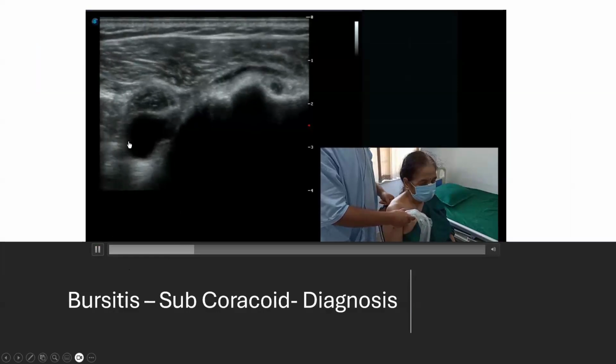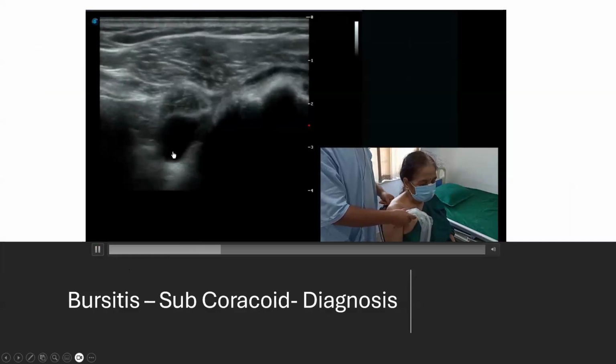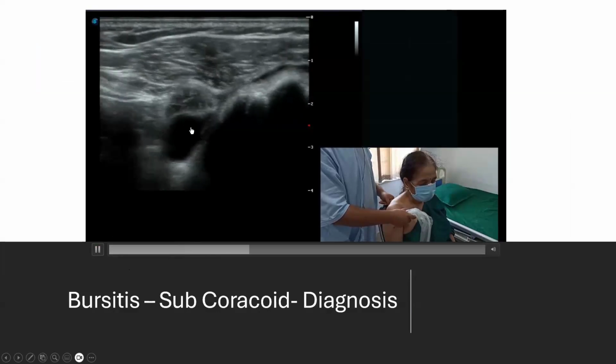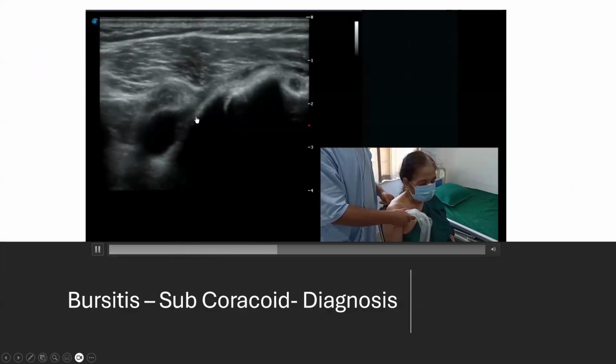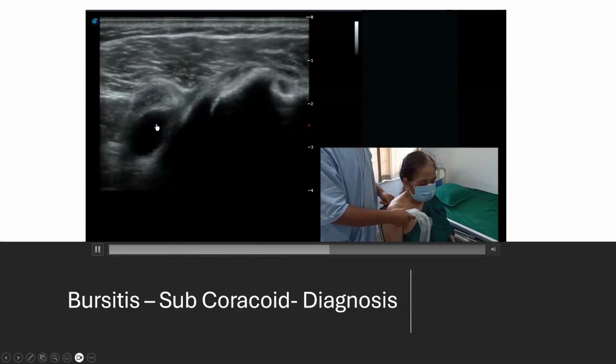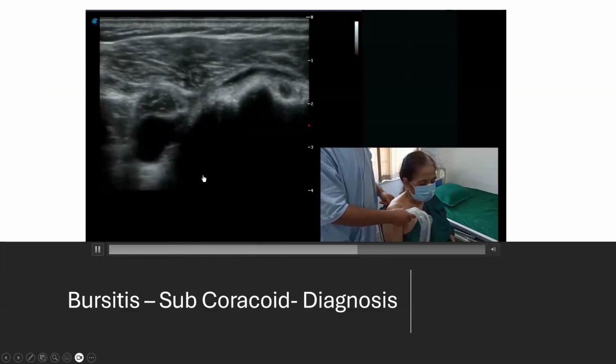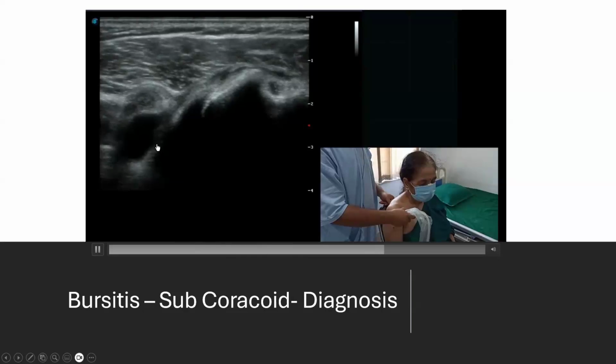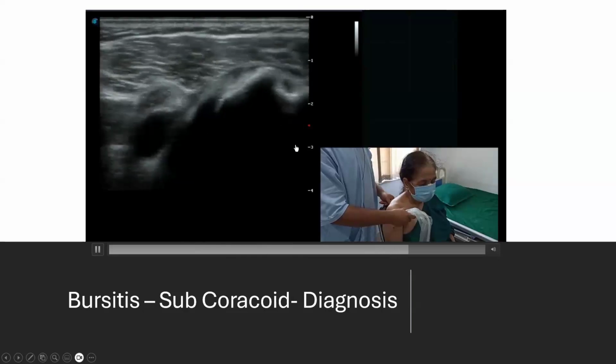Okay, so here you can see the fluid filled bursa just by the side of the coracoid, and in between this is the subscapularis. In between the subscapularis and coracoid, you can see the fluid filled bursa, and it is the subcoracoid bursa.